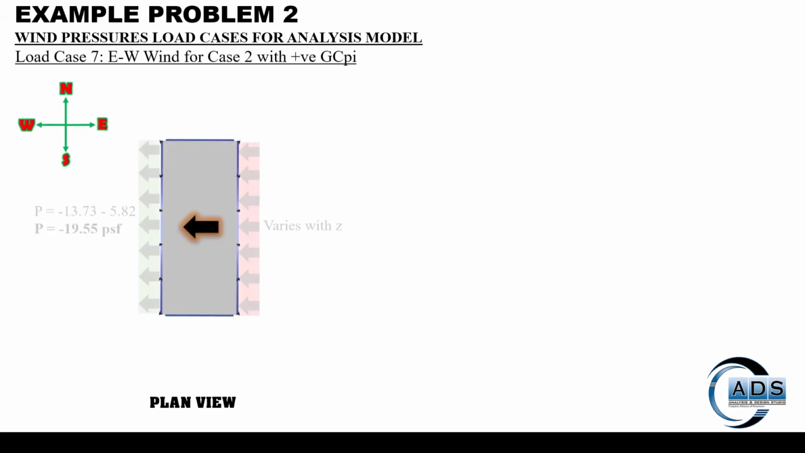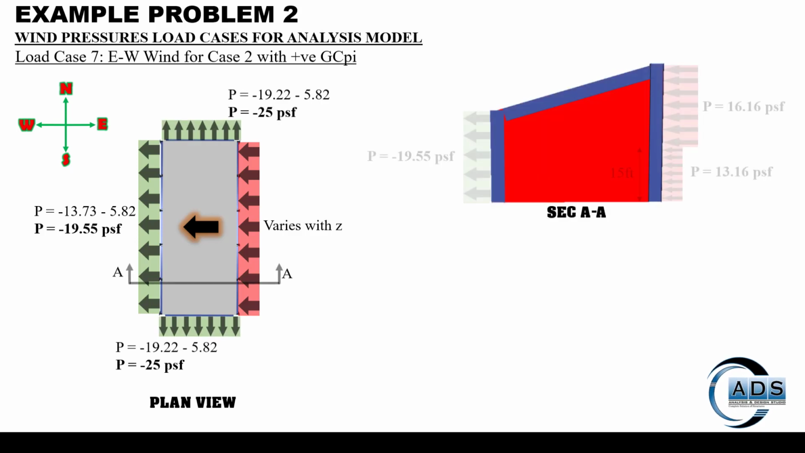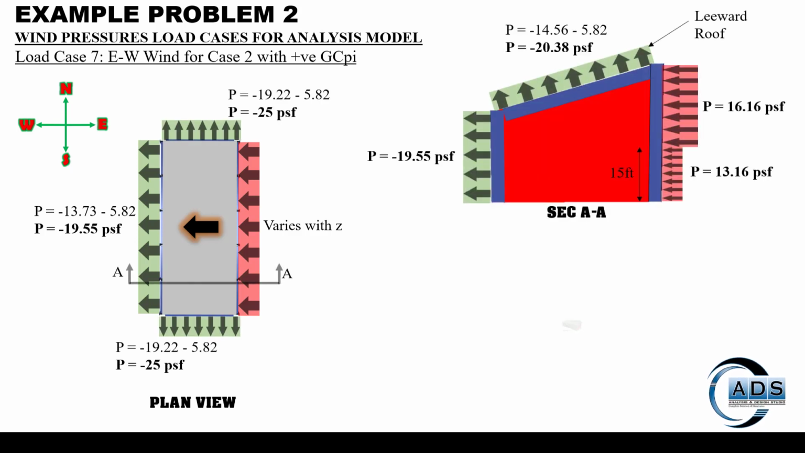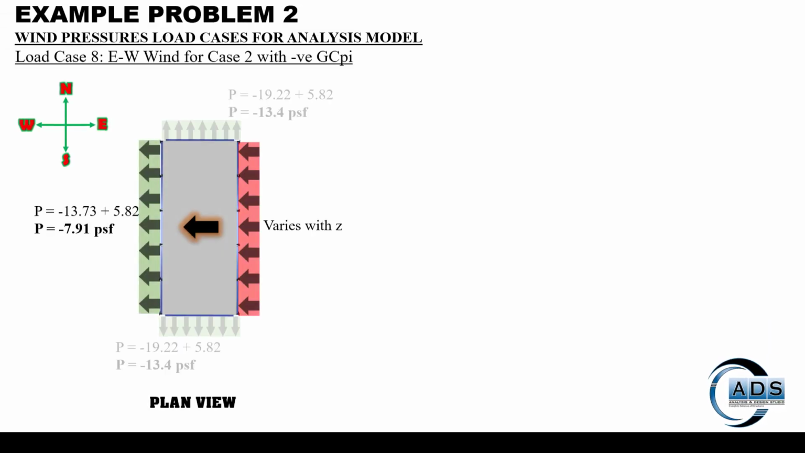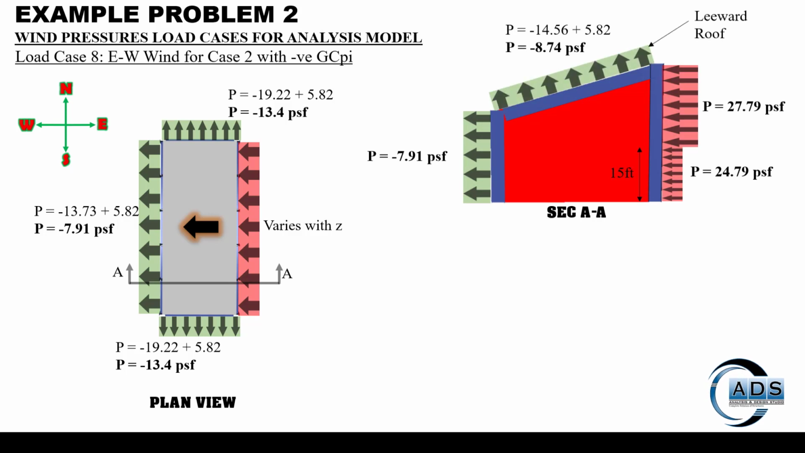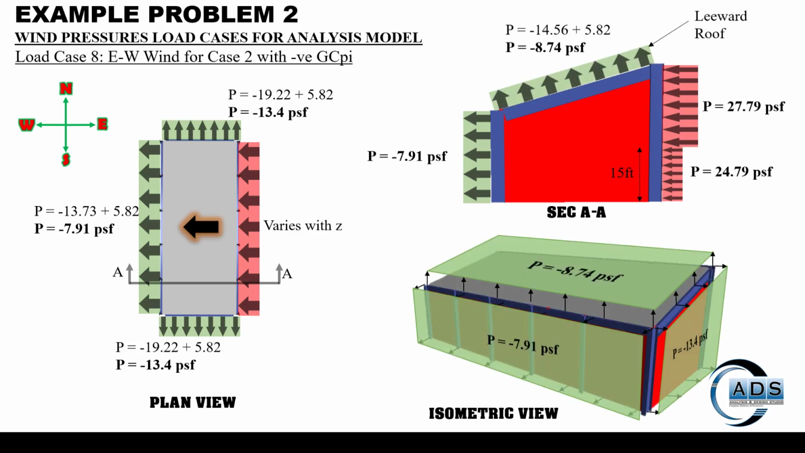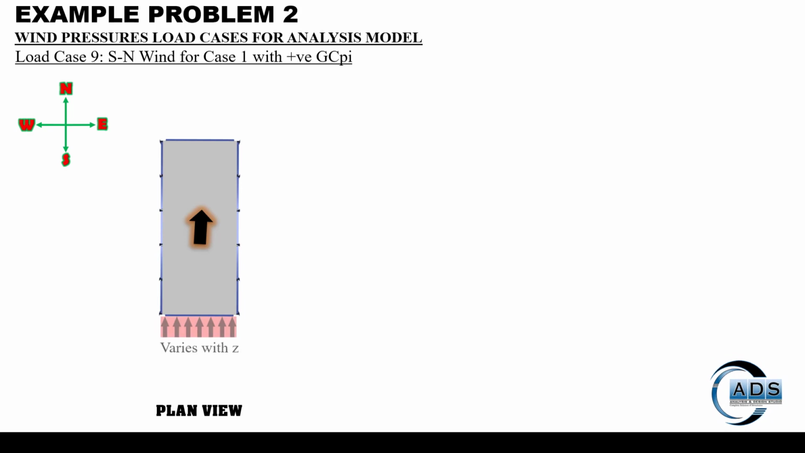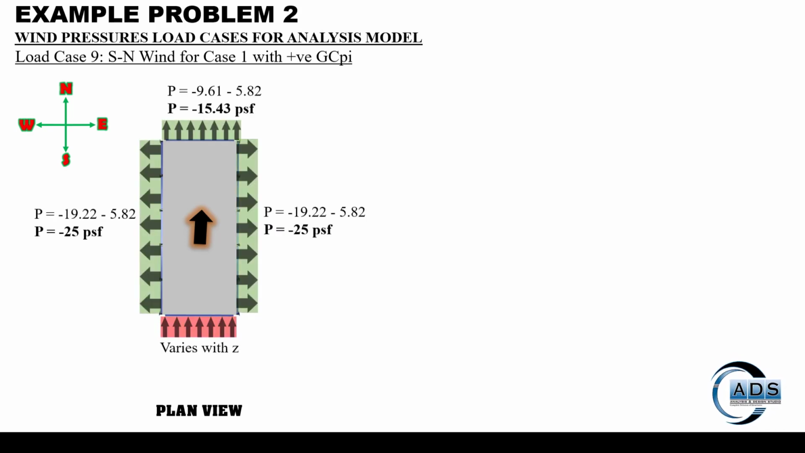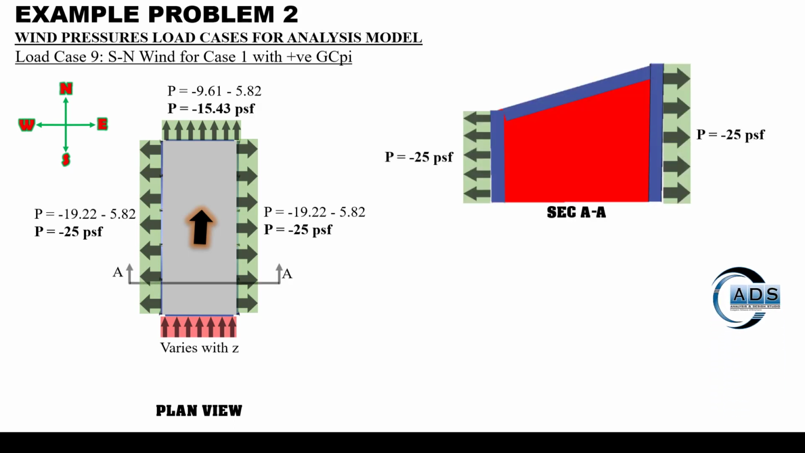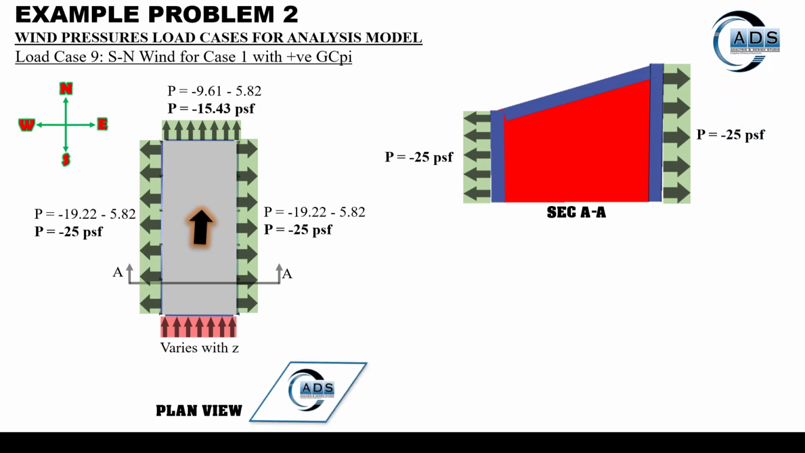For load case 7, case 2 with the positive GCPI, for load case 8 with the negative GCPI, for load case 9, wind is blowing from south to north, for case 1 with the positive GCPI. Now this time windward wall is this, this is the leeward wall, and these are the side walls, so the pressures are shown. In the section view, this side has now become the side walls.